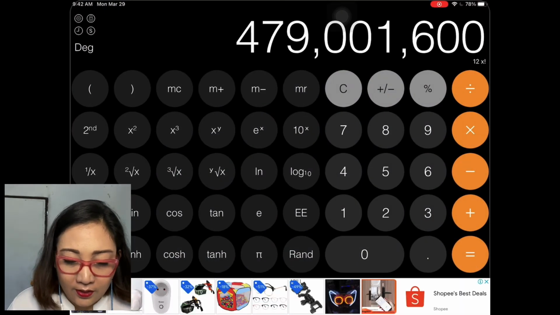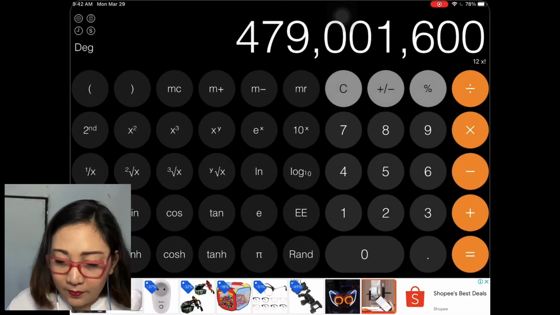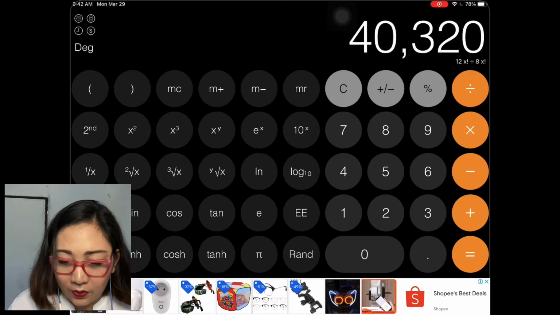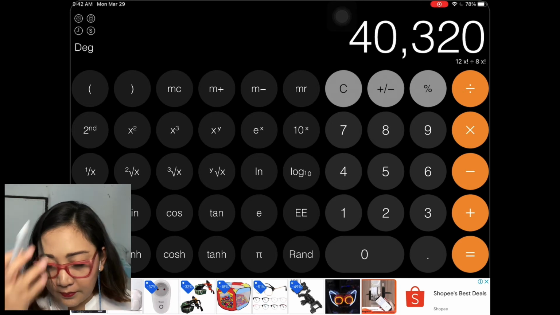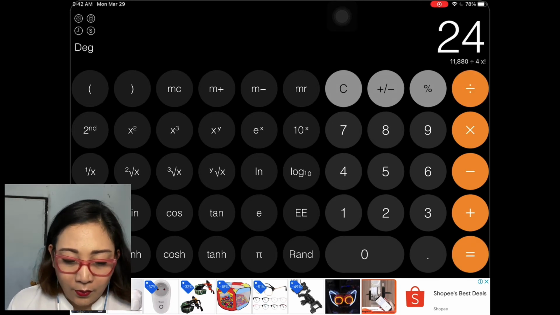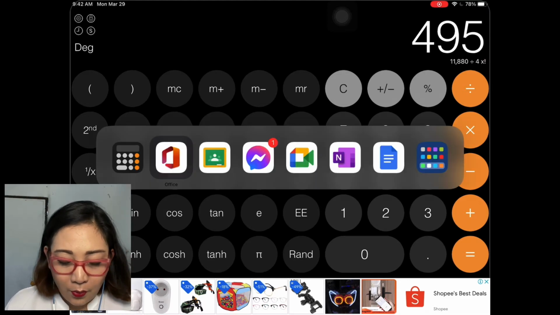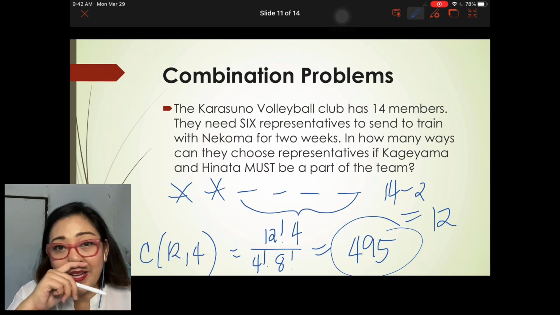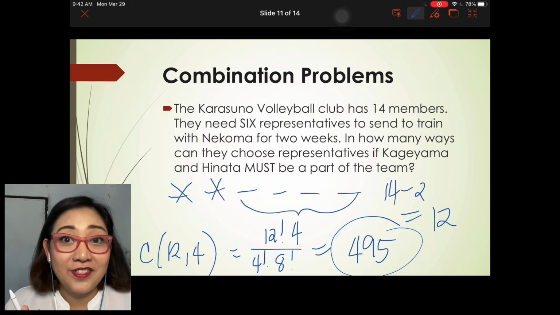12 factorial divided by 8 factorial, and then divided by 4 factorial. 495. So, there are 495 ways on how you can pick the 4 remaining members.